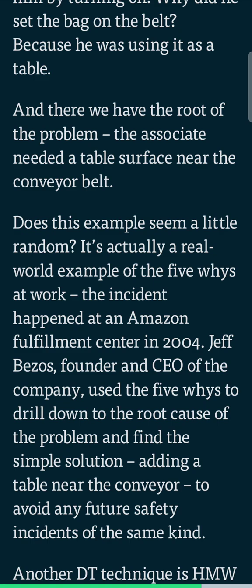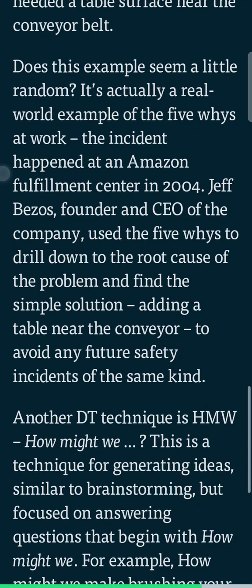Does this example seem a little random? It's actually a real-world example of the 5 whys at work. The incident happened at an Amazon fulfillment center in 2004. Jeff Bezos, founder and CEO of the company, used the 5 whys to drill down to the root cause of the problem and find the simple solution, adding a table near the conveyor, to avoid any future safety incidents of the same kind.